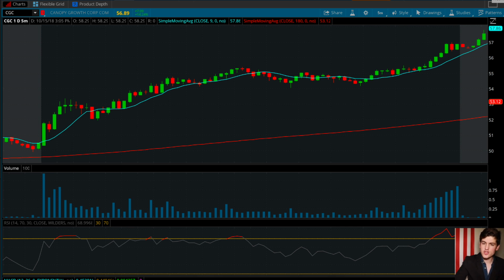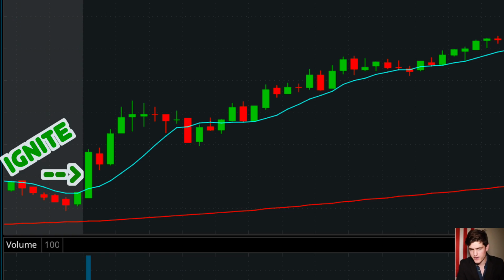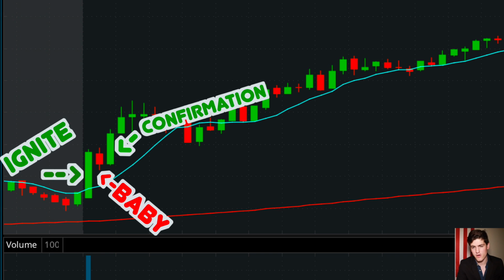Okay, so what about CGC? Well, we have an ignition bar at open, we have a baby bar, and then we have a pattern confirmation bar. So buying in upon pattern confirmation and setting a stop loss to the bottom bar would have allowed us to write the price action up and sell out at our validation exit point. And this was a pretty cookie cutter example of the 3-bar play.